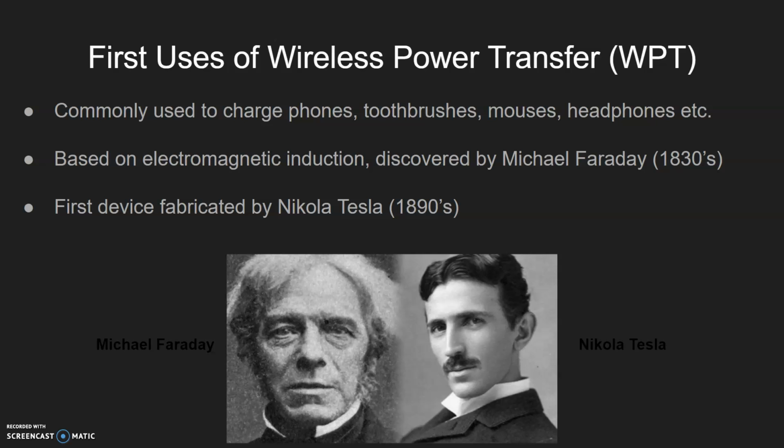Conversely, electrical currents produce magnetic fields, so it is not hard to imagine how this could be applied to conduct wireless power transfer. In the 1890s, Nikola Tesla became the first person to fabricate a wireless power transfer device, the Tesla coil, based on the principle of electromagnetic induction that Faraday had discovered.